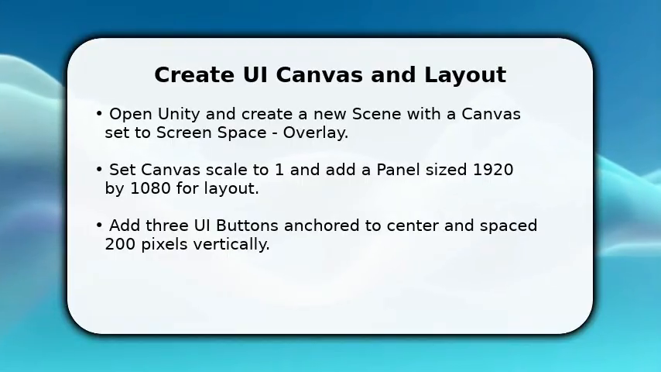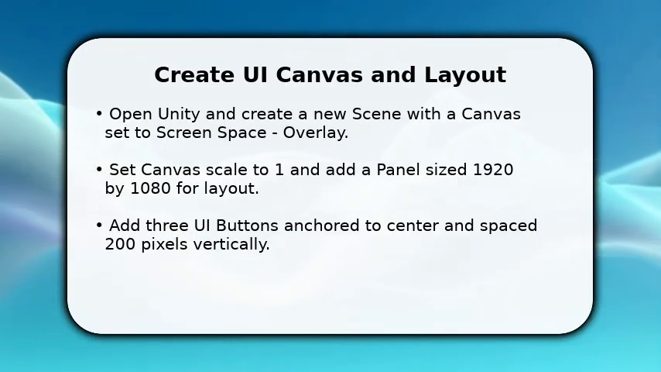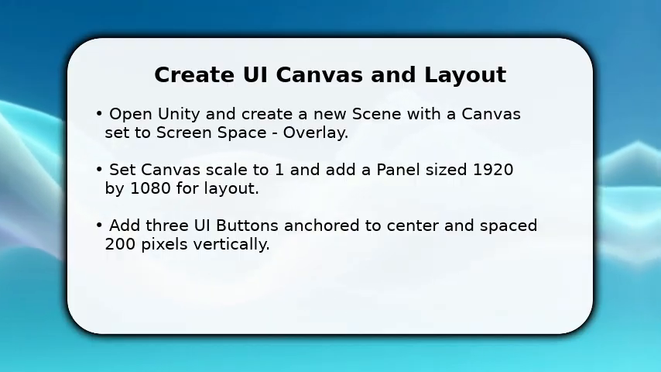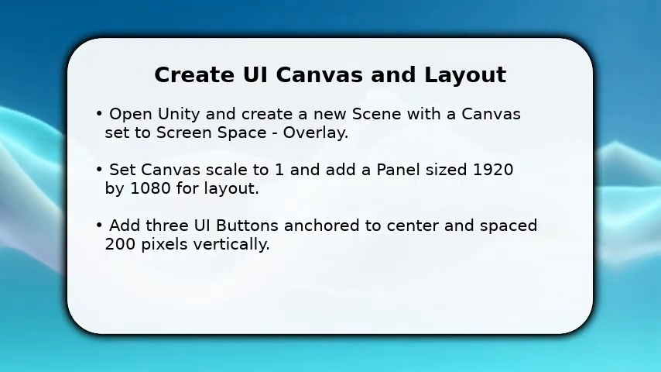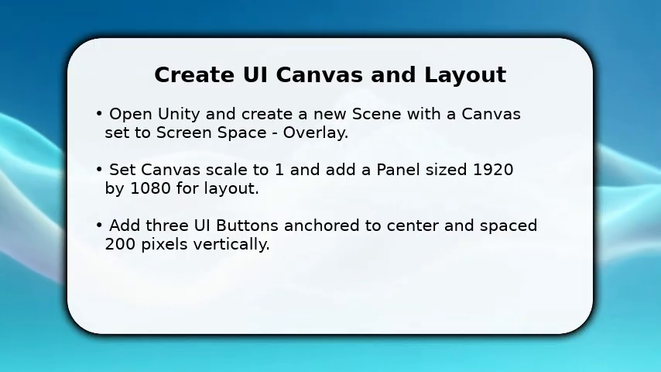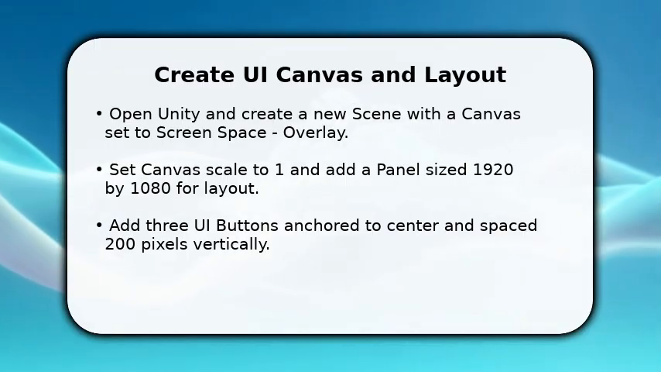Open Unity and create a new scene with a canvas set to screen space overlay. Make sure Event System appears automatically for input handling and keep canvas scale at 1 for consistent sizing. Create a full screen panel and set its rect to 1920 by 1080 to design in a reference resolution.